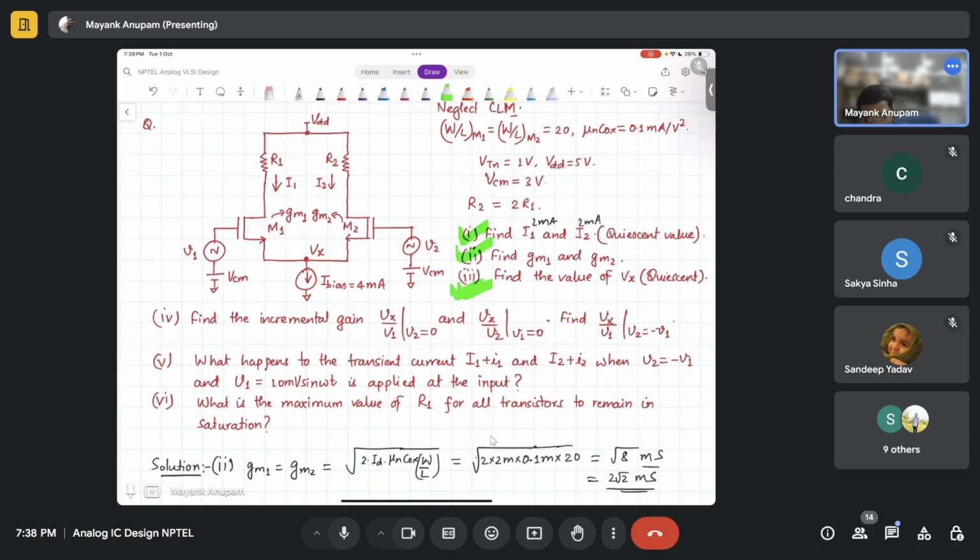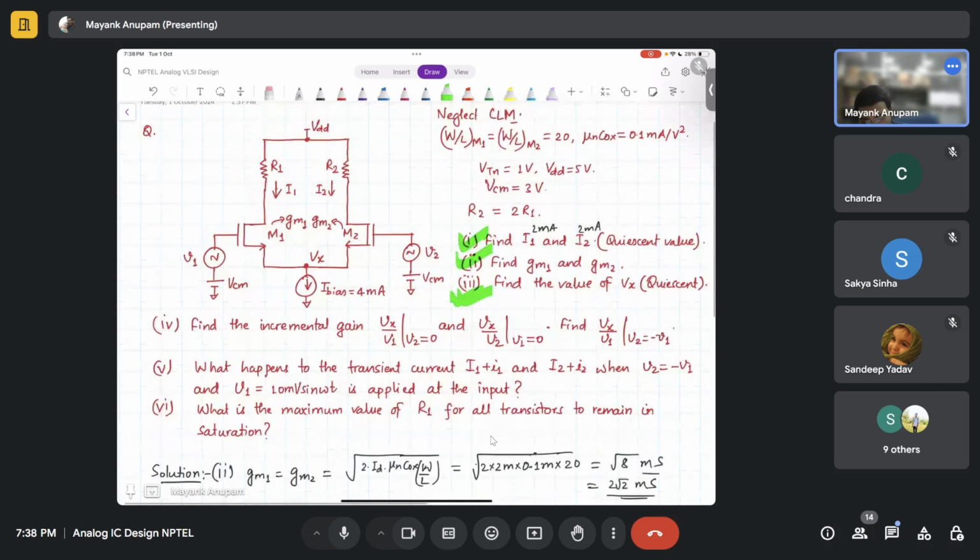Okay. And then this you have to do yourself, because this was covered in lectures. Even if it is not covered in lectures, you should use your learning till now to find out the incremental gain. You know how to find out incremental gain, right? Just apply an input, and other than the input that you are applying, ground all the other inputs, and any DC bias will be 0.